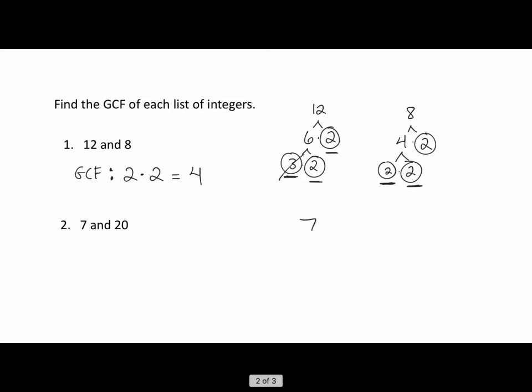Example 2, we want to find the greatest common factor of 7 and 20. So 7 is a prime number already, but 20 has factors of, say, 5 times 4. 5 is prime, 4 is not, because that's 2 times 2. So 20 is 5 times 2 times 2. So the only factor in 7 is 7. Is there a 7 in 20? There is not. So that means that there are no common factors between 7 and 20. If I had to list a GCF, that's just 1.